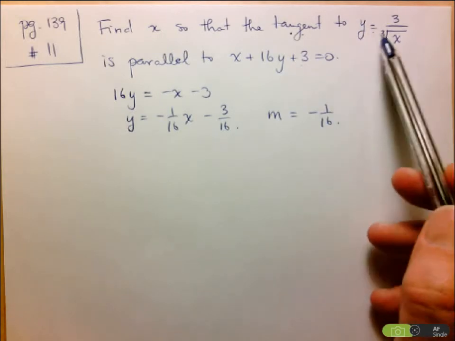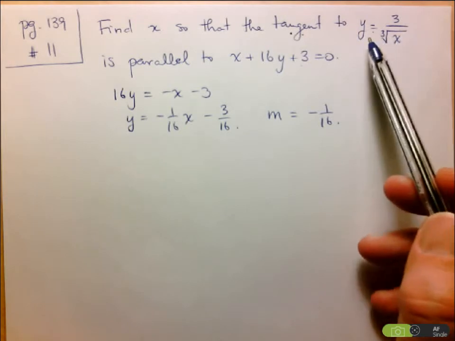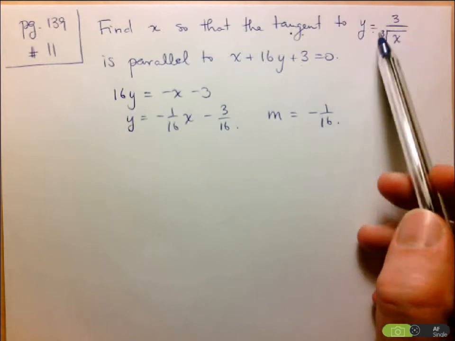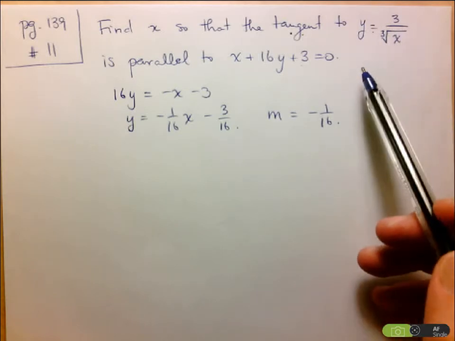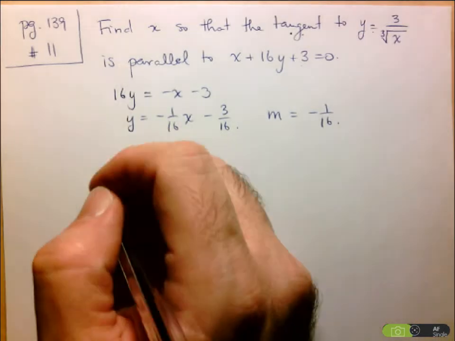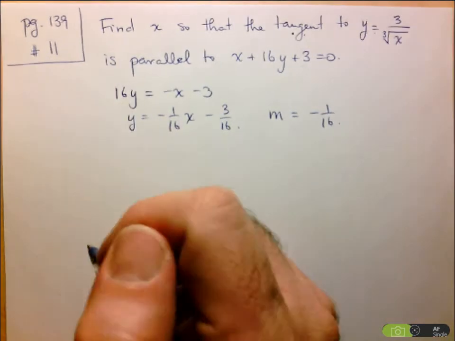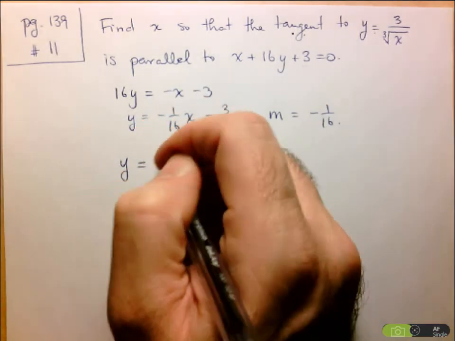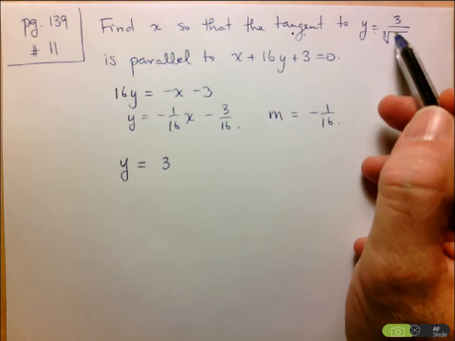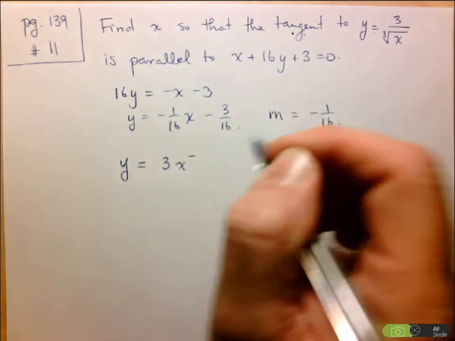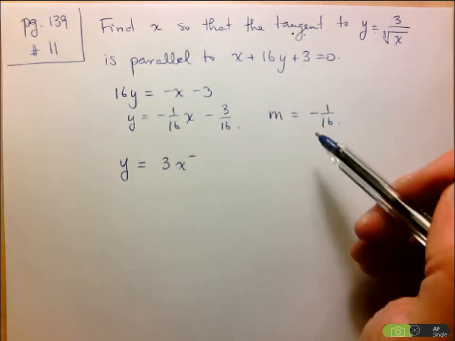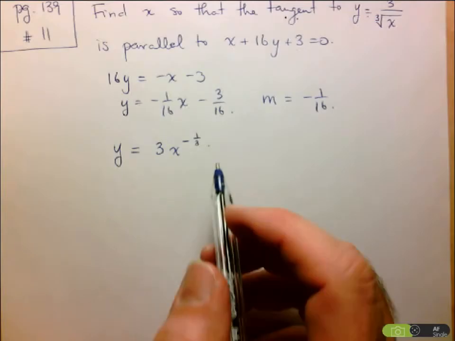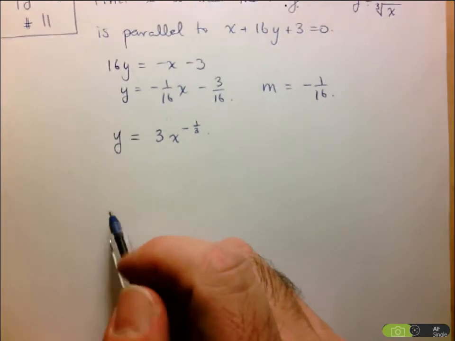Now in order to take this derivative, I want to write it in a form that's easier to work with. What I'd like to do is write this expression as a single power of x, so that I can use my differentiation rule. So I'm going to rewrite this as y equals 3 times, now I'm going to need a negative exponent, and of course the cube root of x can also be written as exponent 1/3. So this allows me to use my derivative property to easily determine that derivative.